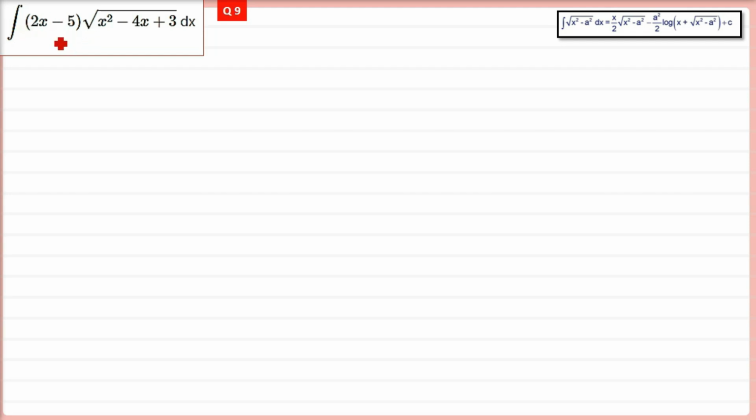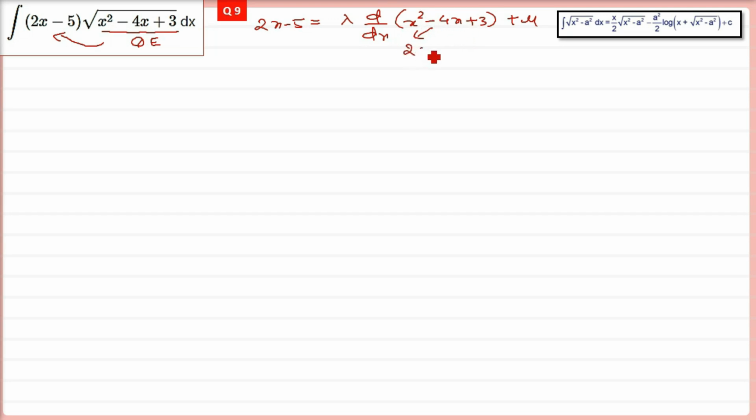Now in this question, 2x minus 5 is the linear expression and x square minus 4x plus 3 is the quadratic expression. Now most of the time we follow the rule and the method which I explained. But in this, you already know that 2x minus 5 can be easily written in terms of the differentiation of x square minus 4x plus 3. In normal terms, 2x minus 5 will be equated to lambda, the first constant, times the differentiation of x square minus 4x plus 3, which is the quadratic inside the under root, plus a mu.